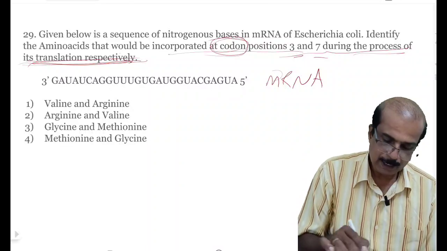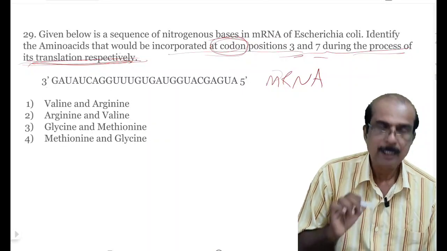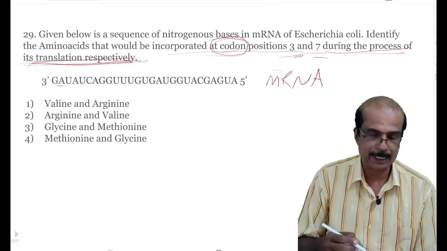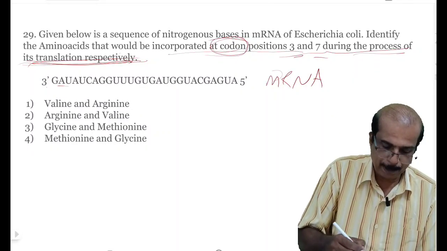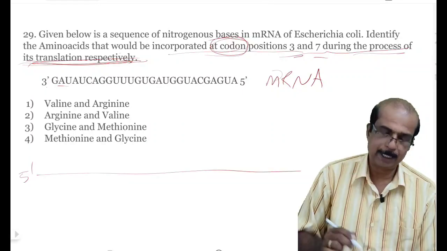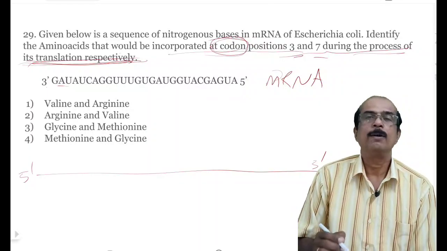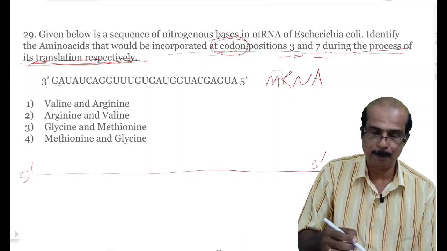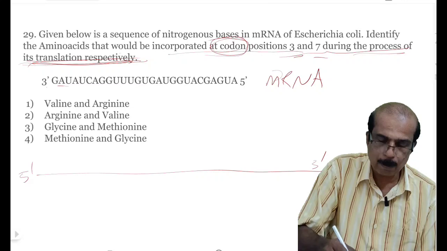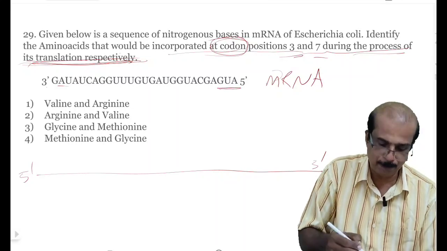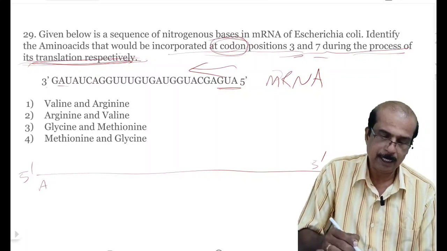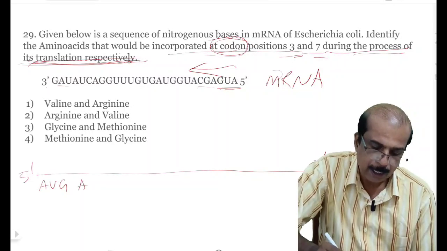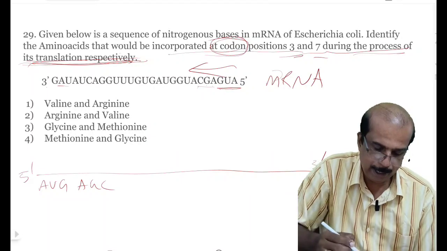You see, here the mRNA is written in the 3' to 5' direction. During translation, mRNA is read in the 5' to 3' direction. So you have to rewrite or reread it in reverse order. You have to read it in 5' to 3' order. That means the first codon, reading from 5', will be AUG. Second AGC. Third one again AUG.